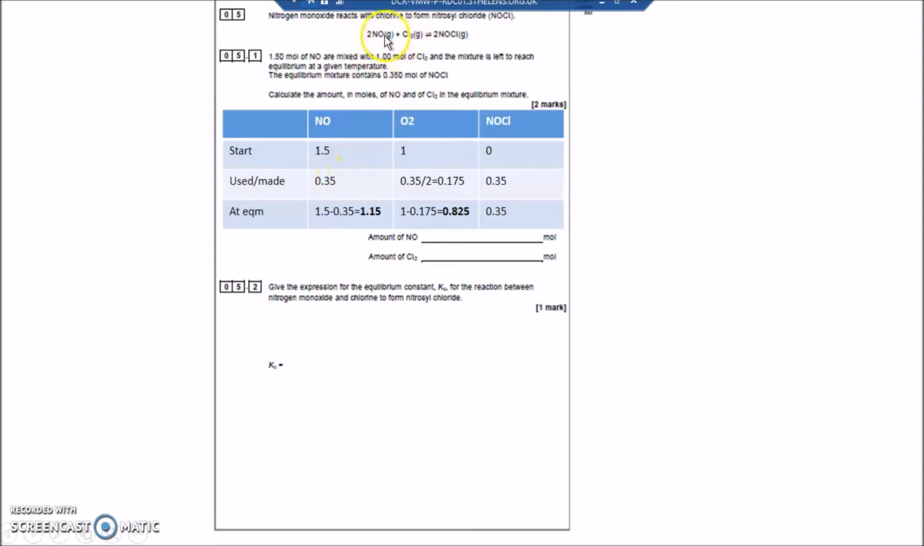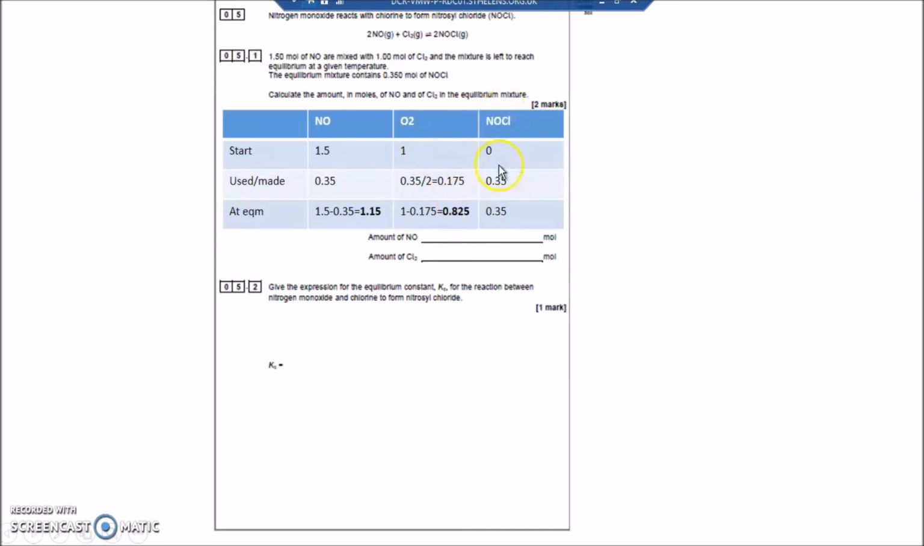How much Cl2 is used up? Well, 2 moles of NO react with 1 mole of Cl2, 2 to 1, so 0.35 divided by 2, 0.175 moles of Cl2 have been used up. Therefore, work out how much is at equilibrium. I started with 1.5 moles of NO, I've used up 0.35, subtract that, 1.15 moles of NO remains. How much Cl2 remains? I started with 1, I've used up 0.175, subtract that, 0.825 moles of Cl2 remains.